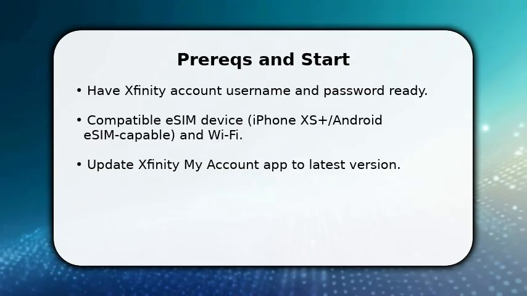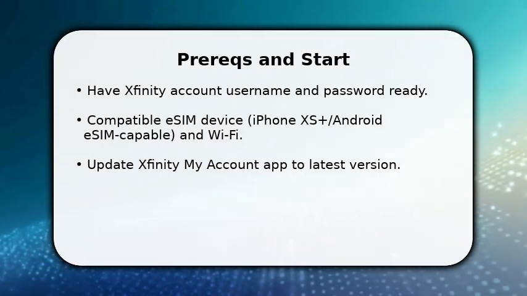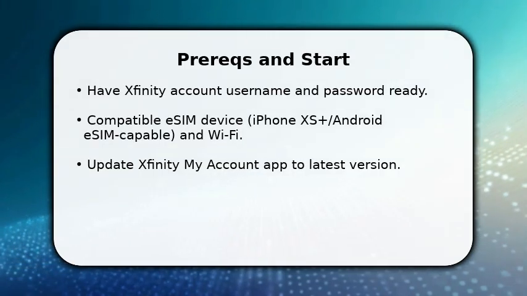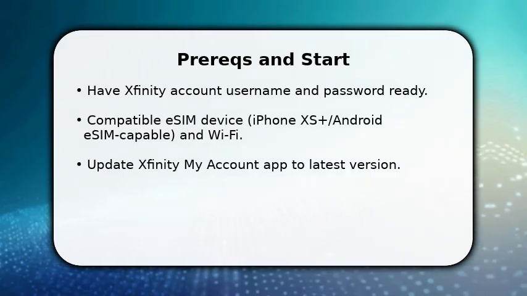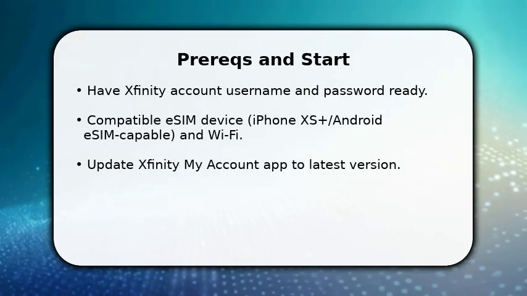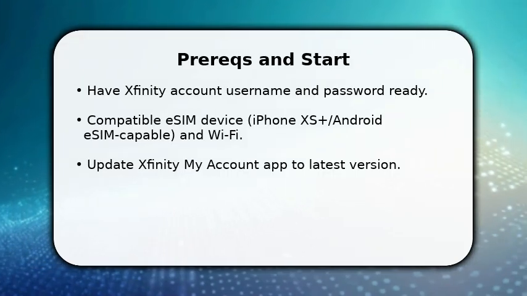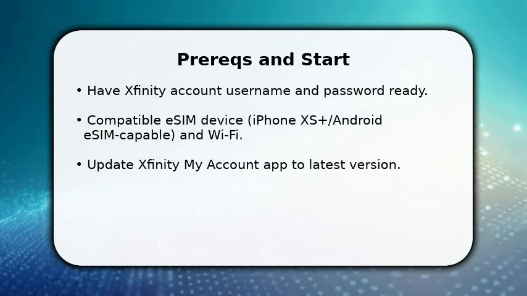You begin by confirming prerequisites: an active Xfinity account, a compatible eSIM device, and the My Account app updated. Sign into the Xfinity My Account app with your credentials. This authenticates your profile so the system can generate an eSIM.